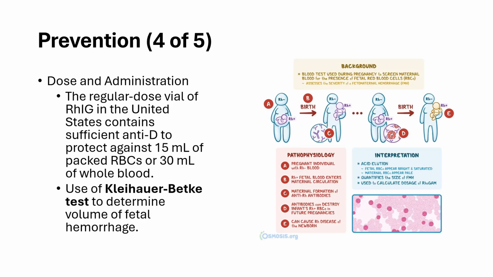So, the dose and administration of RIG. The regular dose vial of RIG in the US contains enough anti-D to protect against 15 milliliters of packed red blood cells or 30 milliliters of whole blood. The Kleihauer-Betke test is used to determine the volume of a fetal hemorrhage. So if somebody gets in a car accident and they're pregnant, we may perform the Kleihauer-Betke test, and that would see if there are fetal cells in the mother's circulation. And then if needed, we can give them a dose of RIG or RhoGAM.